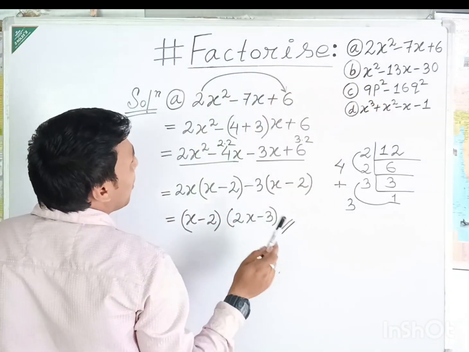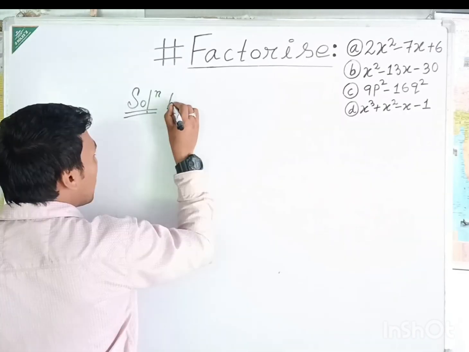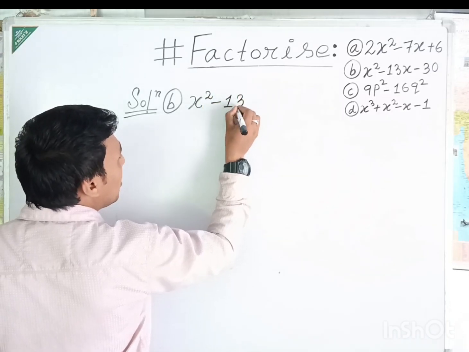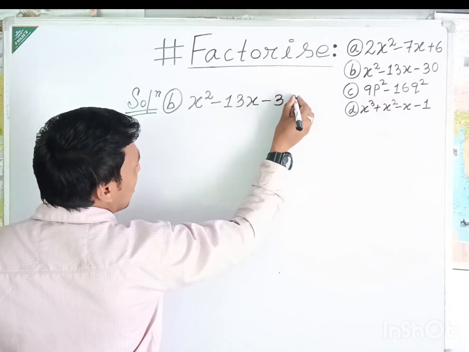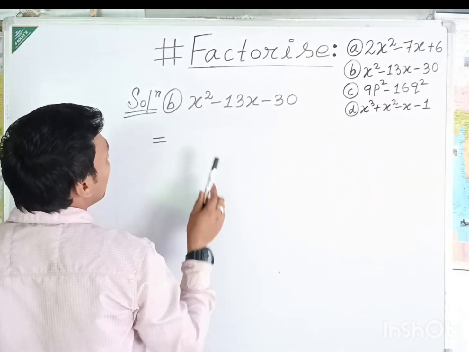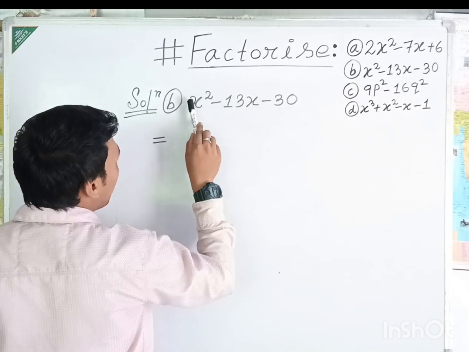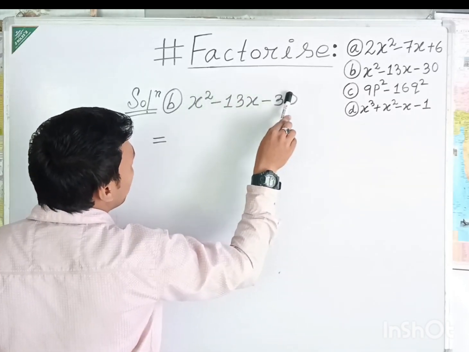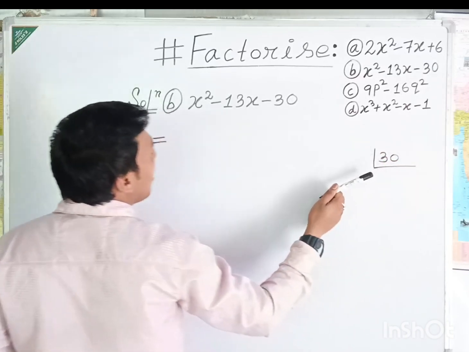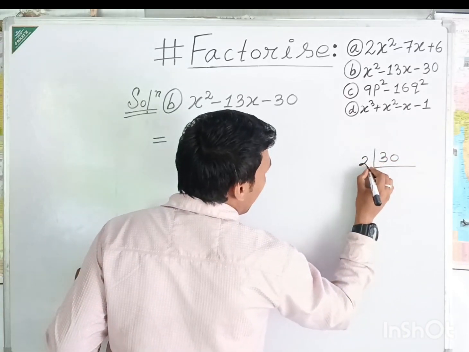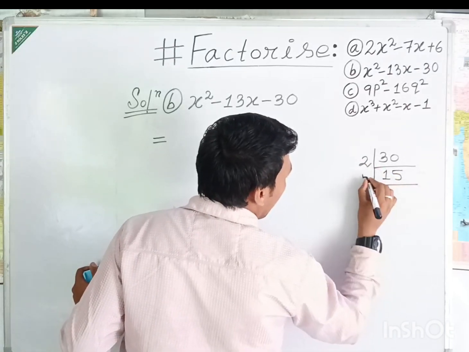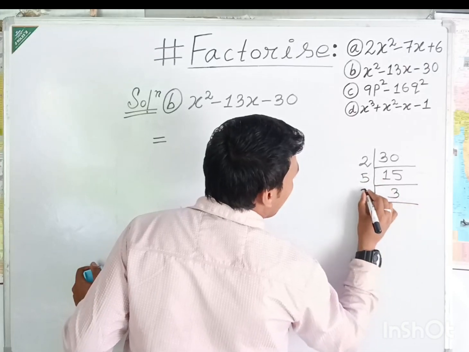In the same way I'll now do question number B. In question number B we have x square minus 13x minus 30. In the first step, we multiply the first term's coefficient with the last term. Here the coefficient of x square is 1, so if I multiply 1 with 30, I get 30. Now in the next step, I'll find the factors of this 30 by using the prime factorization method. So 2 15s are 30 and 5 3s are 15 and 3 1s are 3.